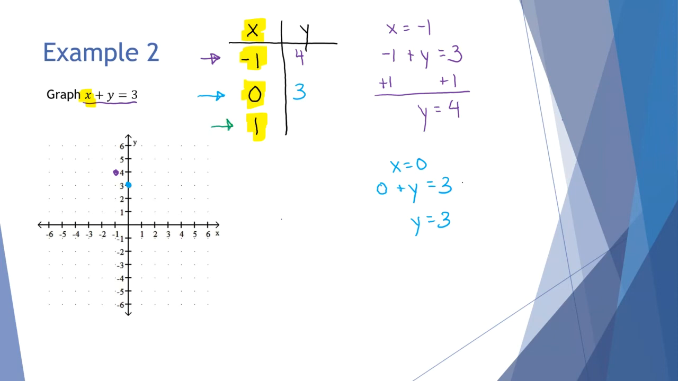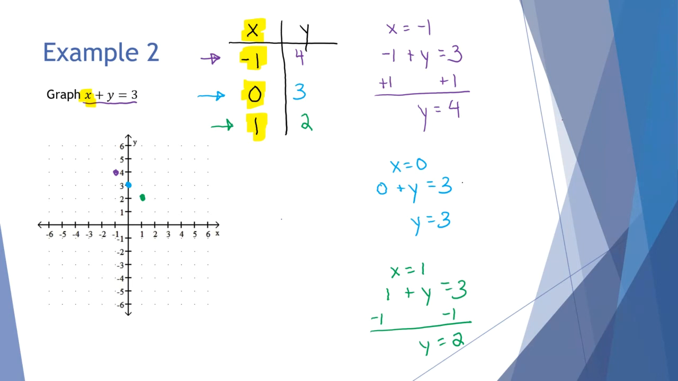And then I do this with the next point. So my x is 1. So I replace x with 1 in my equation, and I get 1 plus y equals 3. And then we solve for y. So I'm going to subtract 1 from both sides, get y is equal to 2. So that gives me 1 for the x, 2 for the y, and I plot that point.